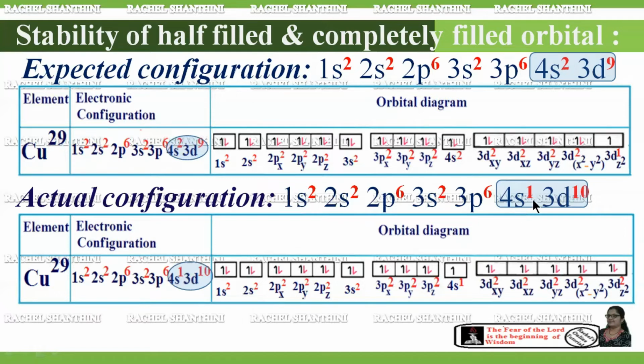3s2, 3p6, 4s1 and 3d10. In this case, 1 electron from the 4s orbital shifts to the 3d orbital, so that here the 3d orbitals are completely filled, right? Moreover, the maximum number of electrons that can be accommodated by an s orbital is 2, right? When it shifts 1 electron to the 3d orbital, the 4s orbital becomes half filled and the 3d orbitals become completely filled. So the 4s orbital is half filled and the 3d orbitals are completely filled. So it attains more stability when compared to the expected configuration.